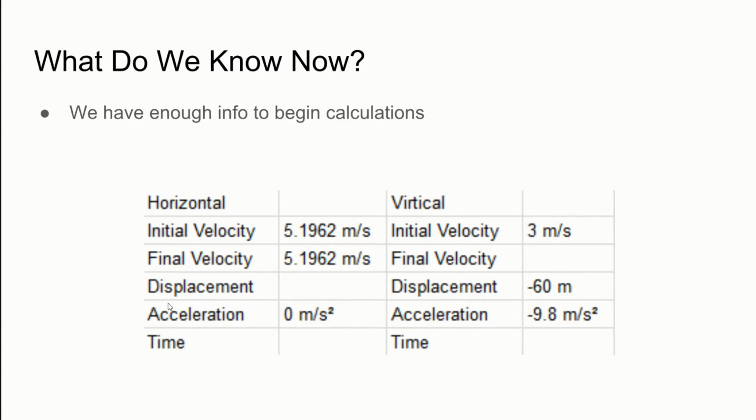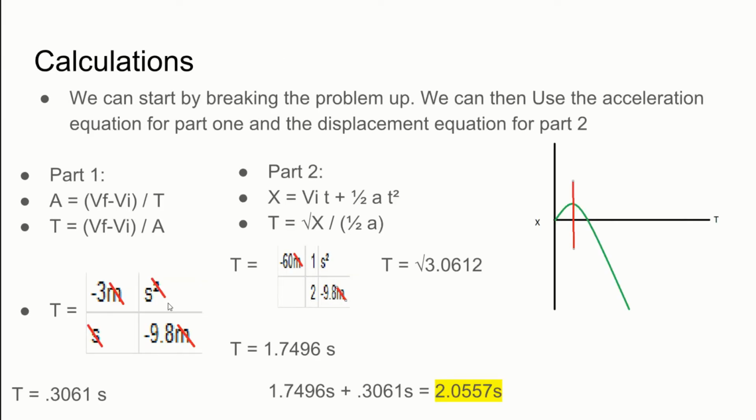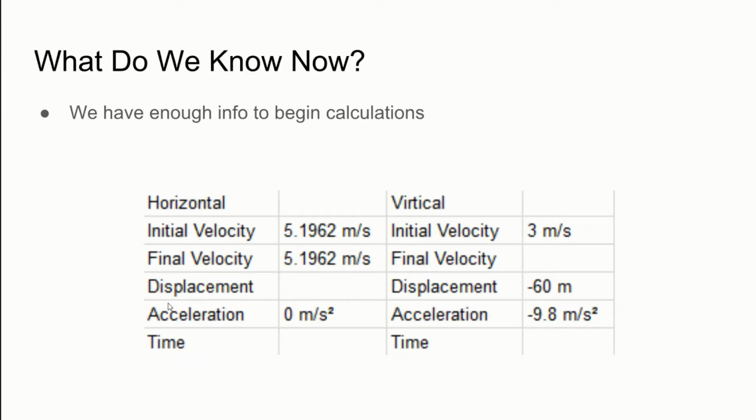problem. The vertical section starts with an initial velocity of 3 meters per second that we calculated previously. It has to end up negative 60 meters away from where it began on the roof of the car, and it has an acceleration due to gravity of negative 9.8 meters per second squared. Our goal here is to get a time so that we can figure out the horizontal displacement.